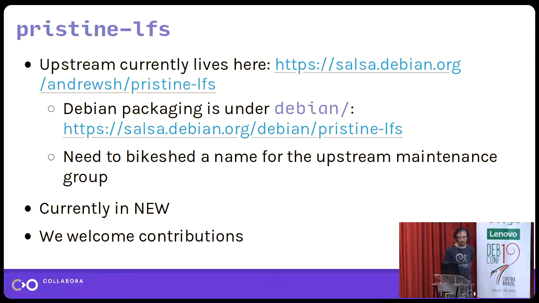So if you want to learn more about pristine LFS, I have recently moved it to Salsa. Previously it lived in Collabora GitLab. So I have it under my personal namespace. I tried to bikeshed a better name, just create a group for this package, but nothing except pristine LFS came to mind, which is just too specific. So if you have better ideas, contributions are welcome.